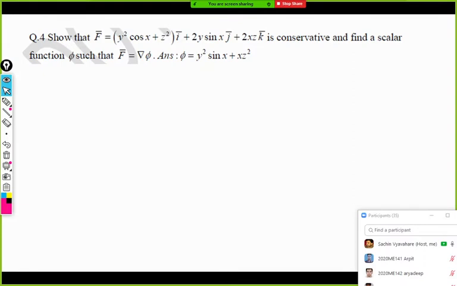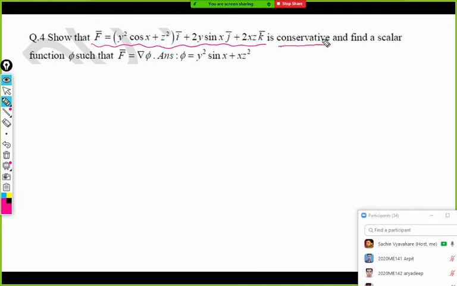The first part of the question is: show that this vector field f bar is conservative. And the second part is we have to find a scalar function phi which satisfies the condition f bar equal to del phi. So the question is divided in two parts. In the first part, our aim is to prove the vector f bar is conservative.